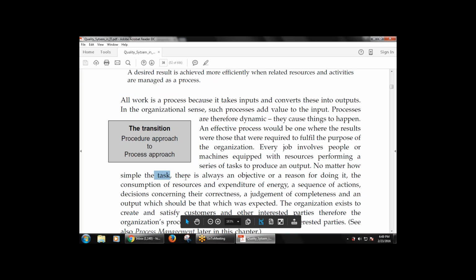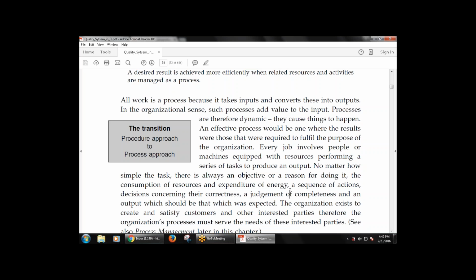No matter how simple a task is, there is always an objective or a reason for doing it. So no matter whether the task is simple or tough, there is always an objective or reason for doing it. So what is the main objective for doing it, or what is the main reason for doing it? That is the main aim of the task.